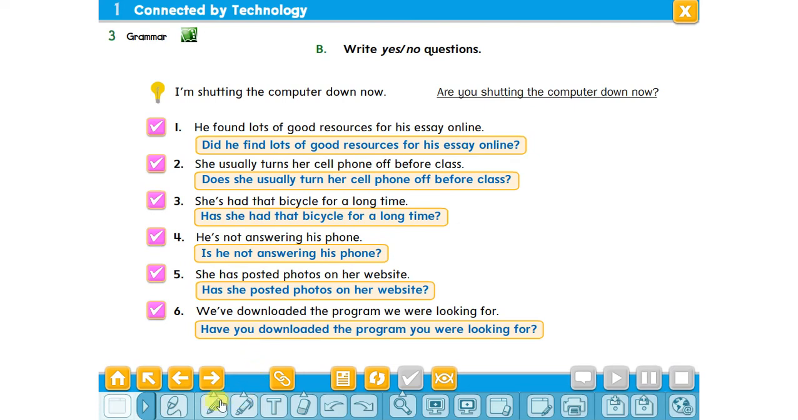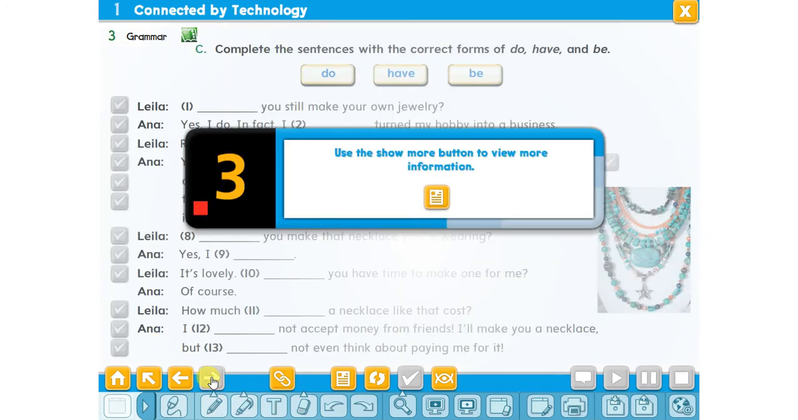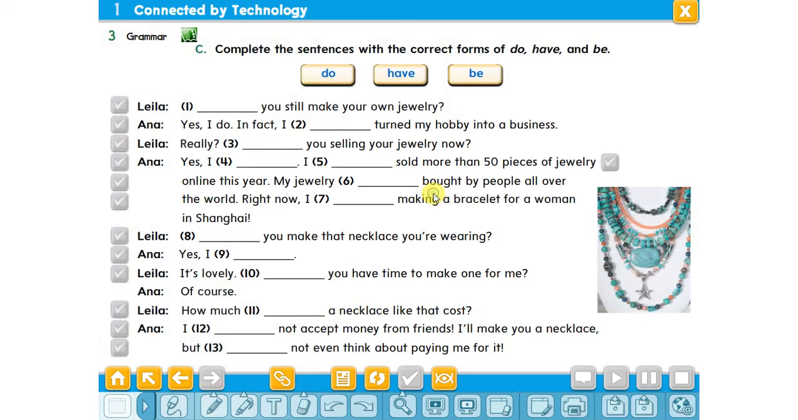Okay. Let's continue. Here we are going to use do, have, or be. Be means is, are, am, was, were. Okay. Here, look at the question. Remember that you have 2 minutes, 3 minutes to do this exercise, and then I'll show you the answers. Do it alone, please. I'll wait for you.